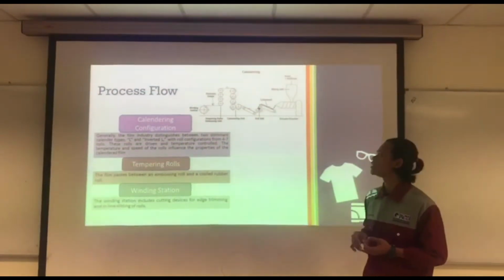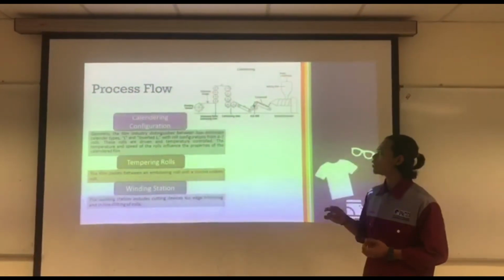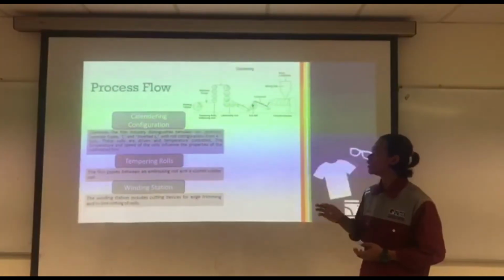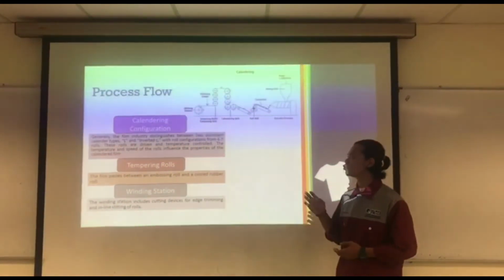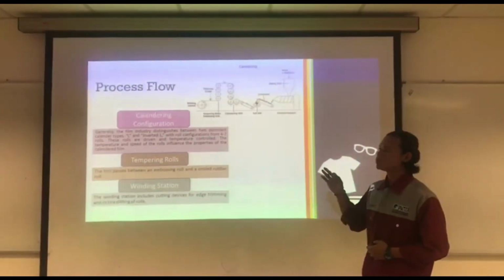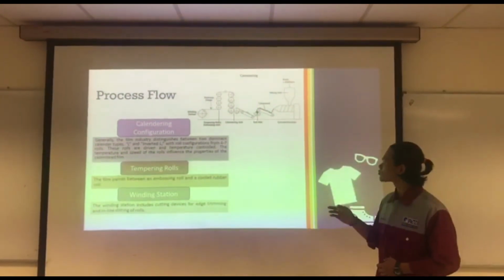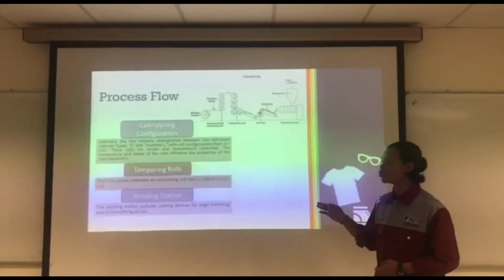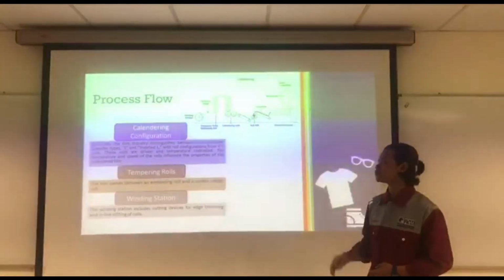Generally, the film industry distinguishes between two dominant calenders, type L and inverted L, with roll configurations from 4 to 7. These rolls are rapid and temperature controlled. The temperature and speed of the rolls influence the properties of the calendered film. The fourth one is tempering rolls. The film passes between embossing rolls and cool rubber rolls. And the last is the winding station. The winding station includes a cutting device for edge trimming and line slitting of rolls.